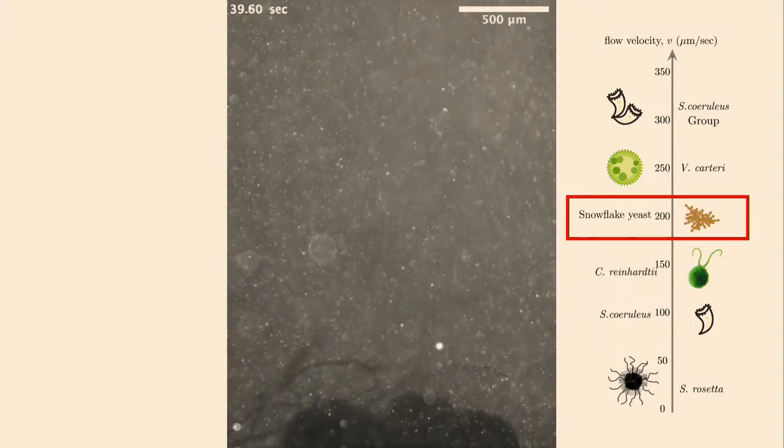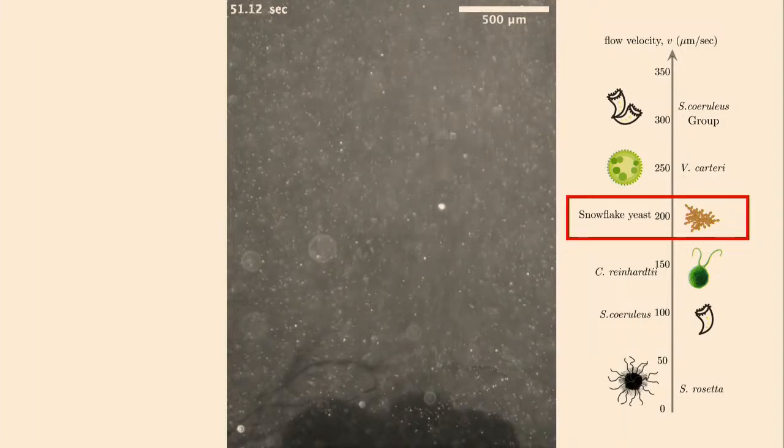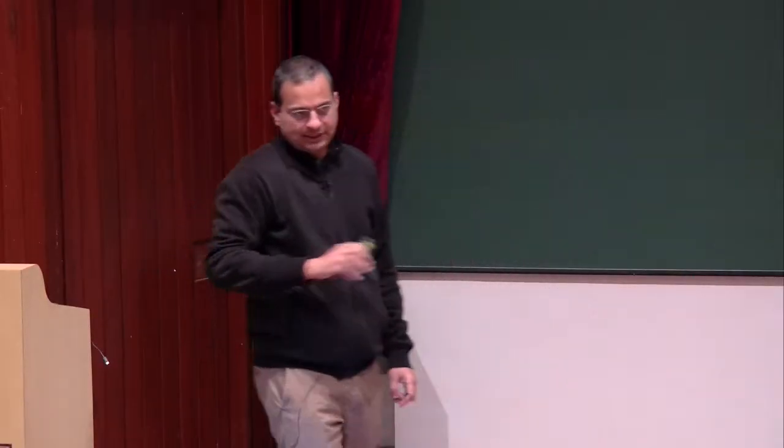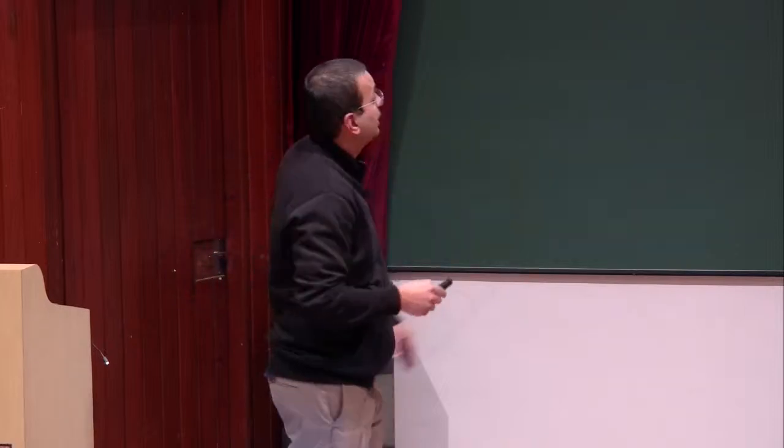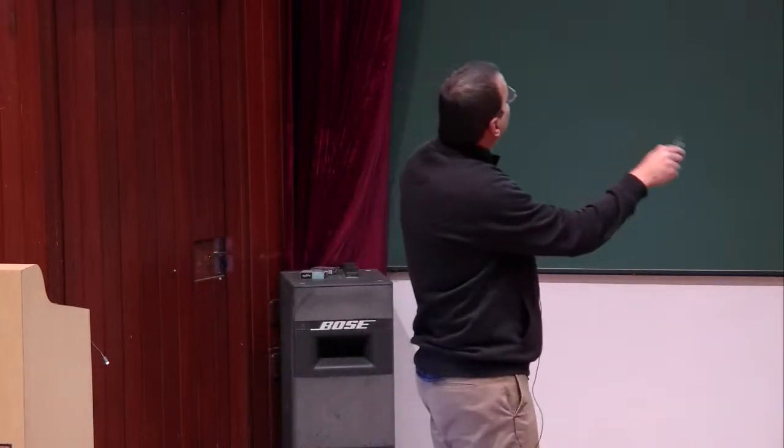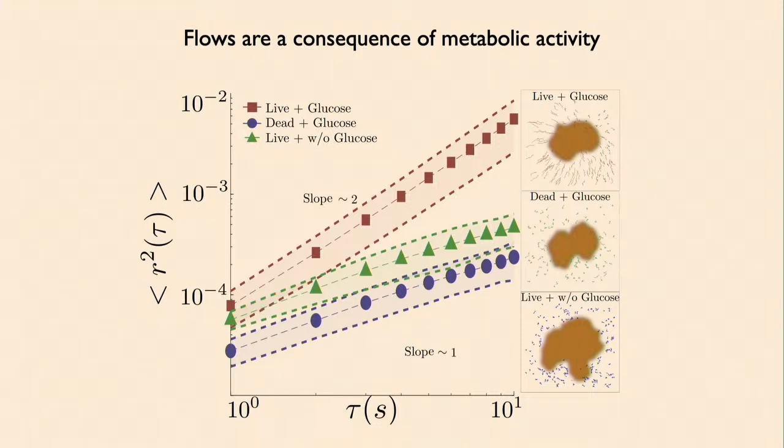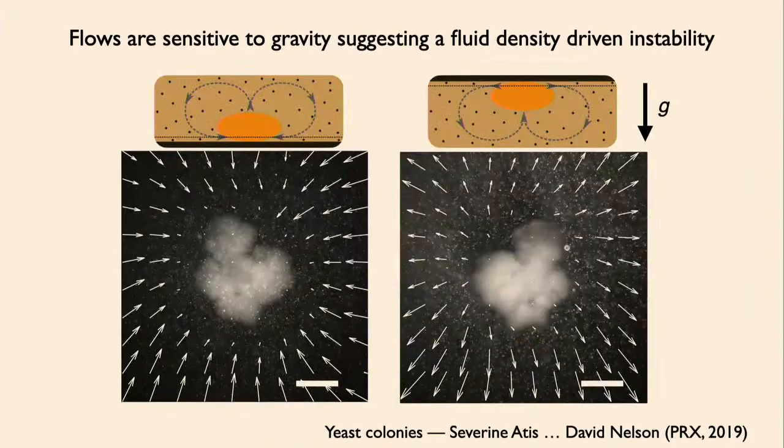Sorry, are there internal motions? There could very well be internal motions, but we think that there is a simpler way to get these flows. First, let me tell you that the flows are a consequence of metabolic activity. What I'm plotting over here is the mean square displacement for the tracer particles outside, and you get a flow only if the cluster is alive and metabolizing. If it's dead, nothing happens. Even if it is alive without any sugar metabolizing outside, nothing happens. Okay? And these flows are sensitive to gravity, suggesting a fluid density driven instability. Indeed, yeast colonies have been shown to exhibit such an instability in the past.